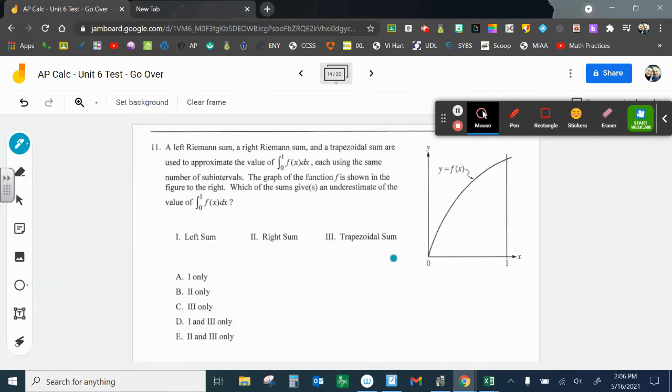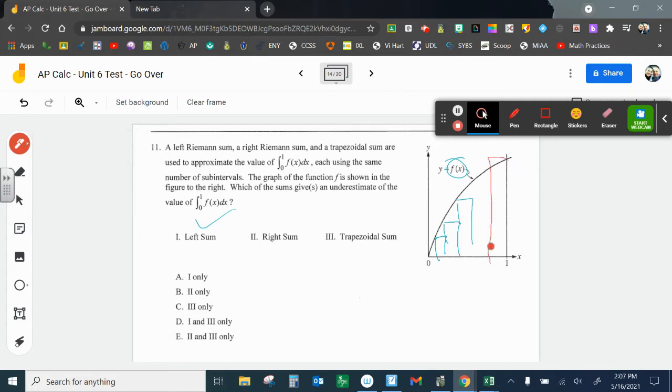Okay, number 11. A left-hand Riemann sum, a right Riemann sum, and a trapezoidal sum are used to approximate this value from 0 to 1 of f of x dx, and this is the graph of f of x, each using the same number of subintervals. The graph of the function is shown in the figure to the right, which of the sums gives an underestimate of the value. So if I do left-hand sum, that's going to be this, this, this, so on and so forth. So left-hand sum's an underestimate or under approximation.